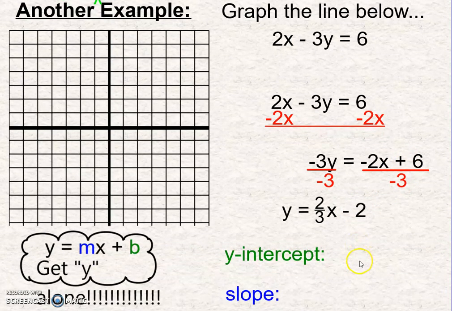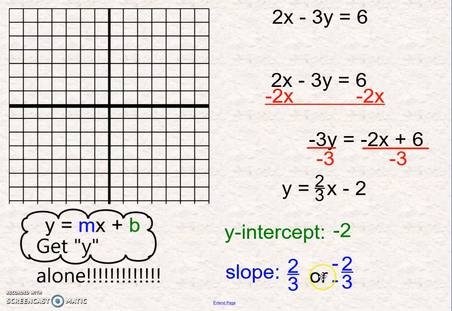Once I have that, I can identify my y-intercept, which is the constant, the number all by itself, and the slope. And in this case, the slope is 2/3, or positive 2/3 is the same as negative 2 over negative 3. So once I have that, I can plot my y-intercept, which is right here. I can go up 2 right 3, again up 2 right 3, and use that slope to generate points. I could also go down 2 left 3, using the slope to generate points, down 2 left 3, and then I can just go ahead and draw in my straight line. And that's graphing.